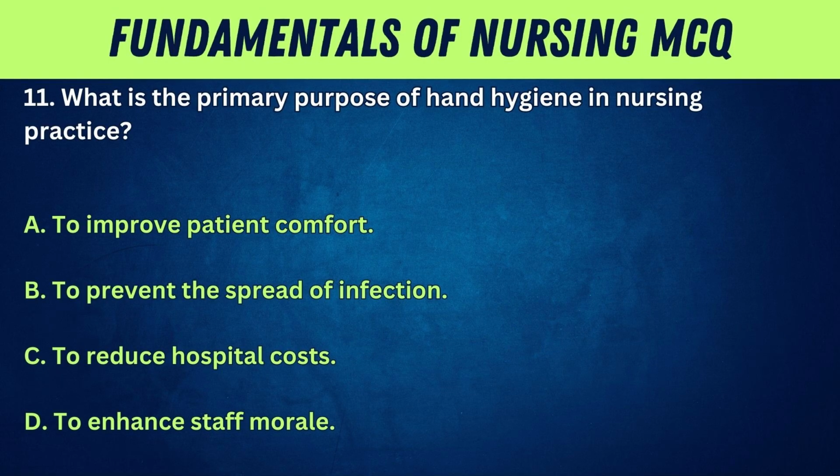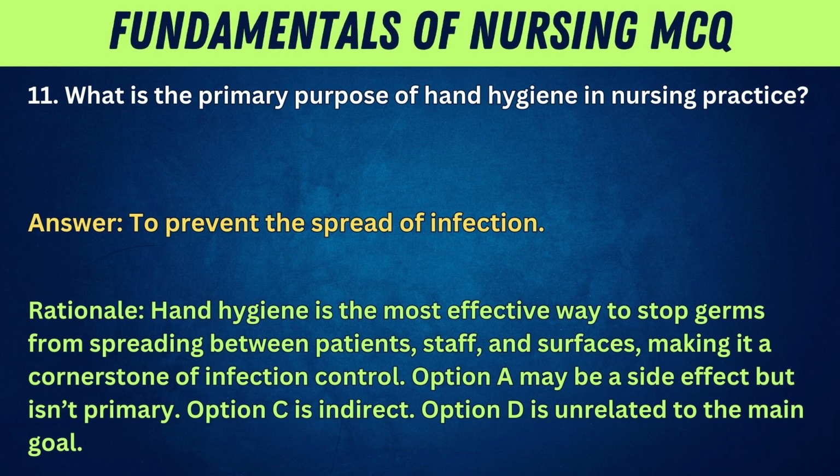11. What is the primary purpose of hand hygiene in nursing practice? A. To improve patient comfort. B. To prevent the spread of infection. C. To reduce hospital costs. D. To enhance staff morale. Answer: to prevent the spread of infection.